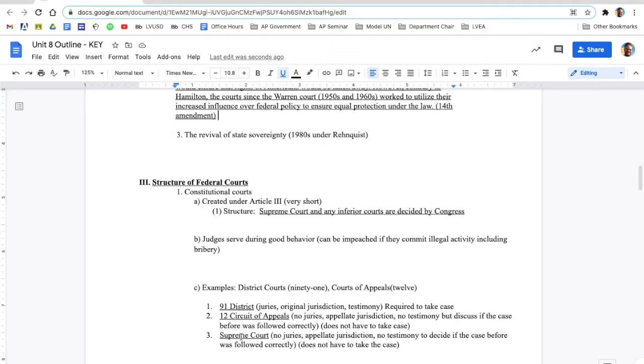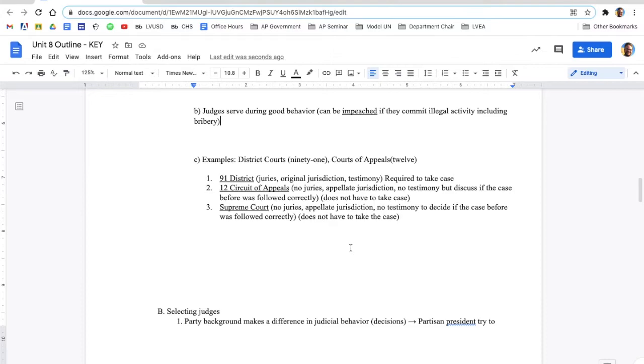So the other thing in Article 3 is it says that judges need to serve during good behavior. So as long as they're not breaking the law, so for example, taking bribes for rendering decisions, they will serve a life term. But understand that judges can be impeached, can absolutely be impeached and removed from the bench.